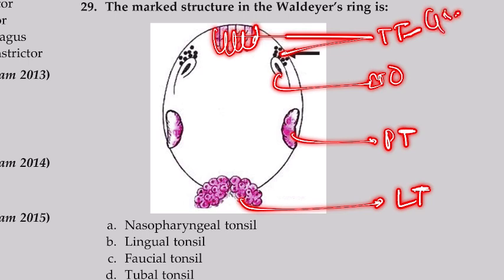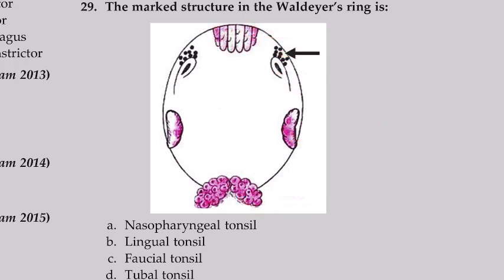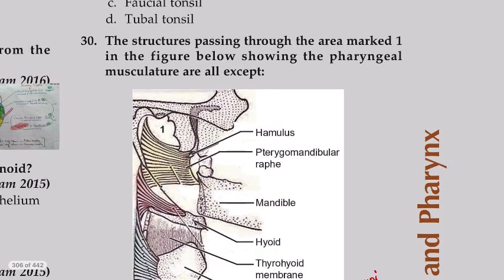There are other names also, right. And we had nasopharyngeal tonsil, which is another name for the adenoid, right. Okay, now moving further, we have the next question: the structure that is passing through the area marked 1. What is marked 1?